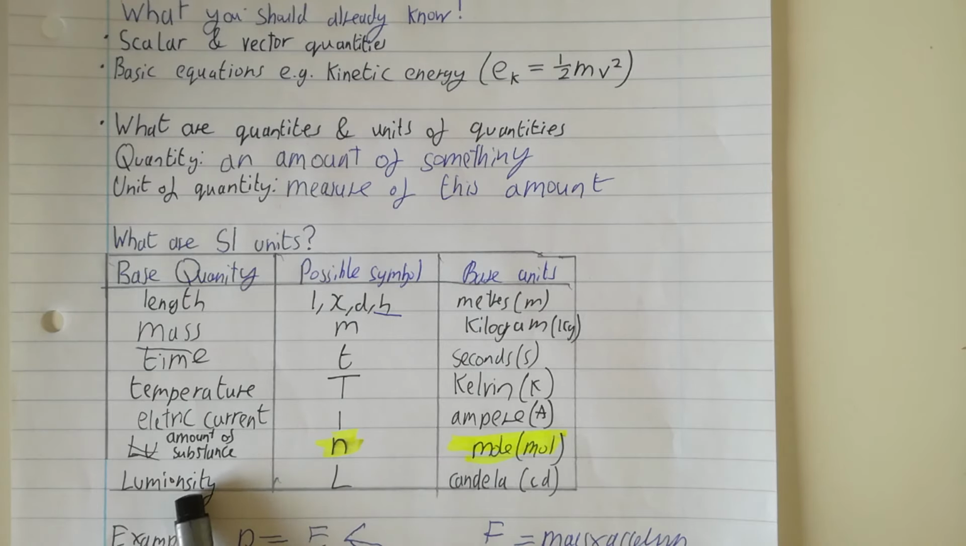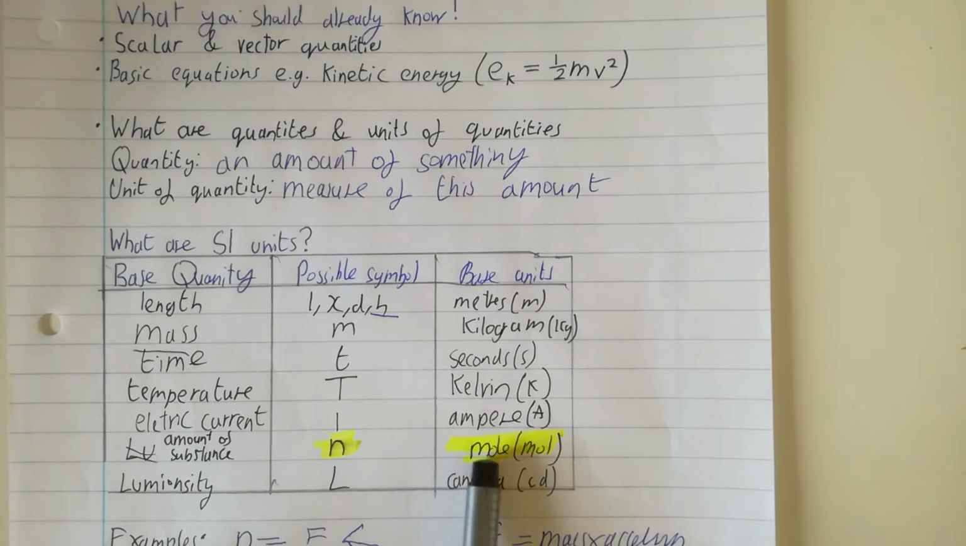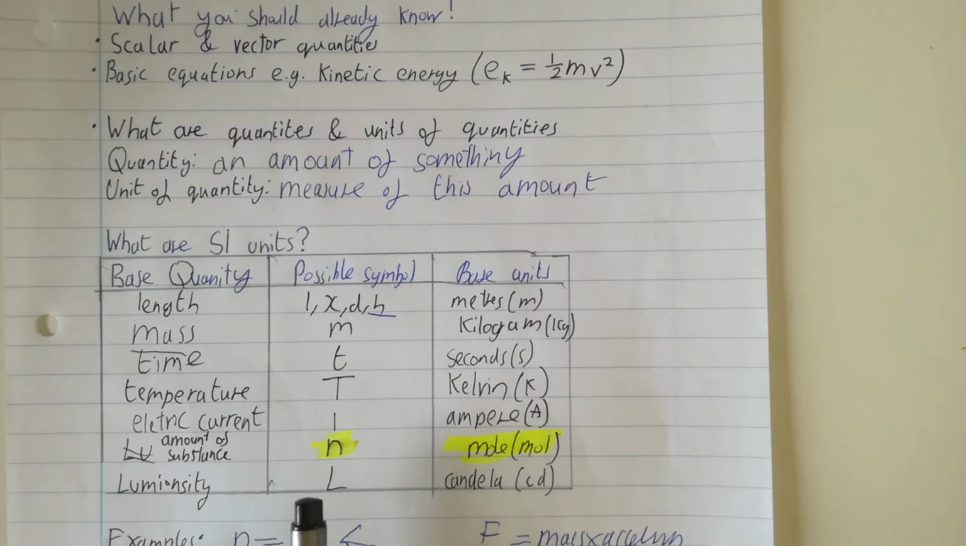On the topic of luminosity, you won't use it in A-level physics. You'll use it if you go to uni, but we will never use it at A-level. Then the mole, you'll use it a lot for your chemistry, and n is the symbol for the mole.